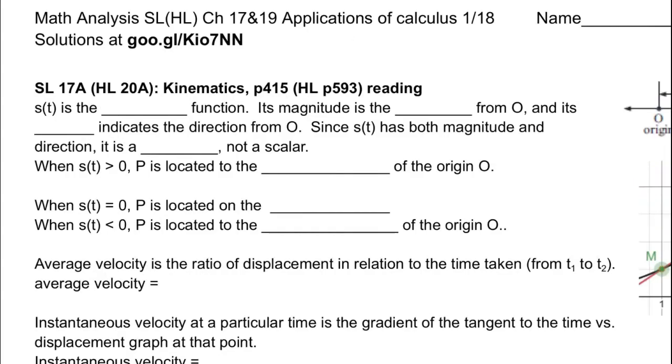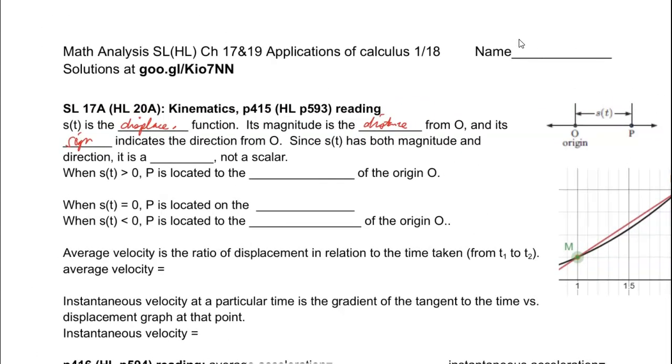S of t is the displacement function. Its magnitude is the distance from O, the origin, and its sign indicates the direction from O. So, see this number line? The O is the zero point of the number line. S of t is the function which tells you how far away you are from the origin and also in which direction you are. So, positive, negative, and this is the distance.